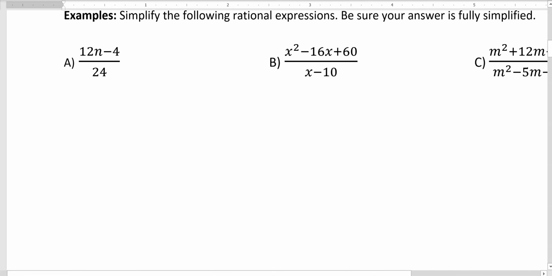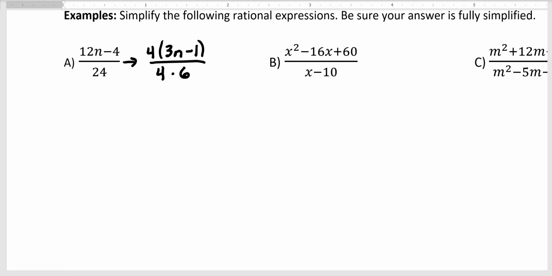Looking at letter A, 12n minus 4 divided by 24. Well, there's a 4 common in all of this, right? I could rewrite this as 4 times 3n minus 1 over 4 times 6. That 4 becomes my common factor. I can divide that out. I'm left with just 3n minus 1 over 6. That would be the simplified rational expression.